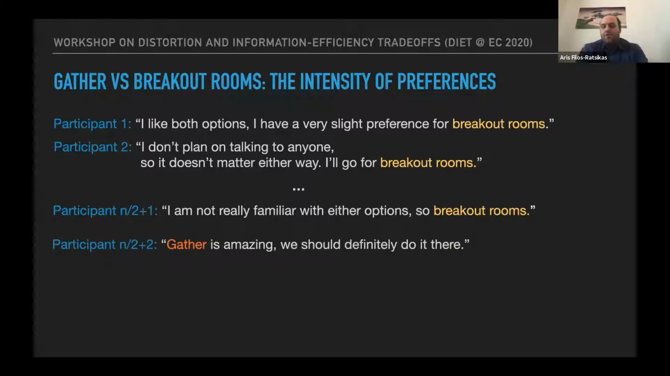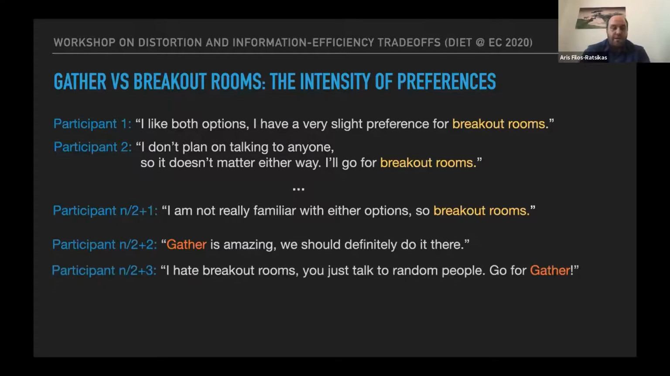But if we look at the opinions of the people that voted for Gather, we had something like this. "Gather is amazing. We should definitely do it there." "I really hate breakout rooms. You just get matched to random people. I want to talk to people that I know." "Go for Gather, Gather all the way." And so on and so forth. "Please do it on Gather."